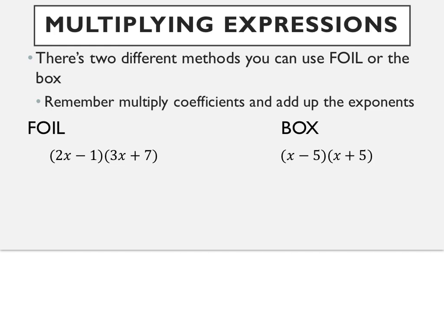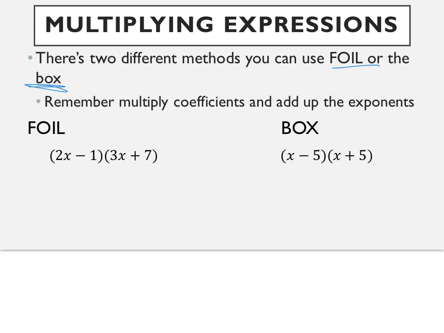Okay, so here's where we're going to start getting into some new things. So there's two different methods you can use to multiply expressions. One is FOIL, or the other is you can use a box. So the first example I'm going to use doing FOIL. The second one I'm going to do box. After that, you can choose whichever one you prefer. It works either way. So FOIL, this is just like a giant distribution problem.